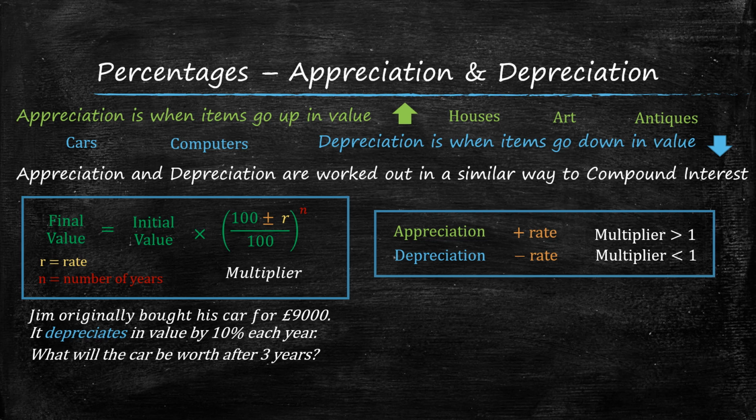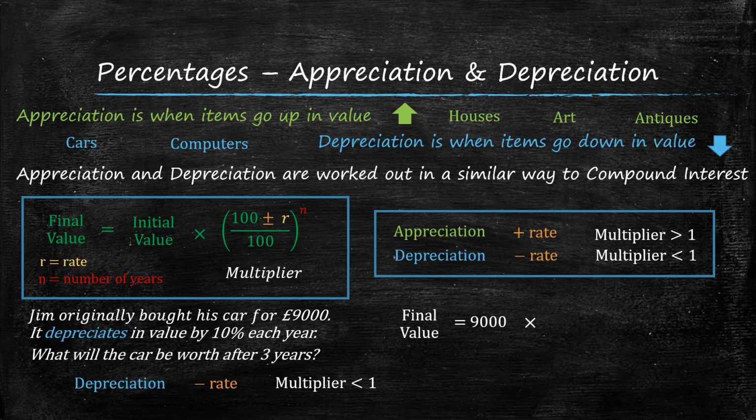So let's take a look at an example. Jim originally bought his car for £9,000. It depreciates in value by 10% each year. What will the car be worth after 3 years? So the key word here is depreciates. So we're going to minus our rate as we need our multiplier to be less than 1. The final value is going to be less than the initial value.